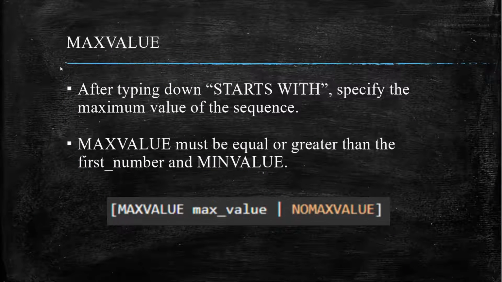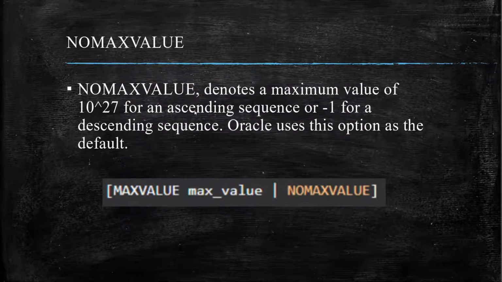So in order to specify the maximum value, you gotta type down maximum value and specify the value. And one important thing is that maximum value must be equal or greater than the first number and minimum value. And if you don't want to specify one, we can use no max value instead. And if you do so, Oracle will specify those values for us. And those values will be different for ascending sequences and descending sequences.